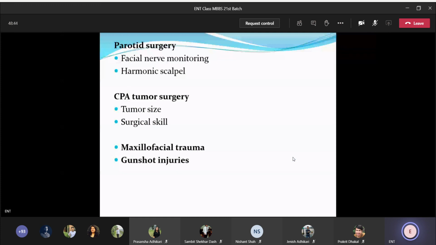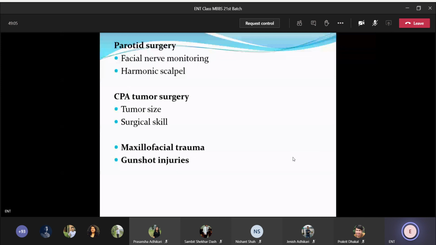During parotid surgery also, we can do facial nerve monitoring or use a harmonic scalpel. So these are the two methods nowadays by which we can avoid injury to the facial nerve.